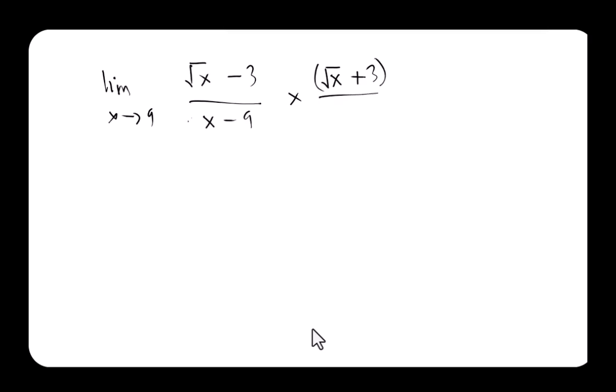So we have limit as x approaches 9 of the expression square root of x minus 3 divided by x minus 9. Now to simplify this, we multiply both the numerator expression and then the denominator expression with the conjugate function square root of x plus 3 divided by square root of x plus 3. The conjugate function, we just take the function at the top here and we change the sign in the middle.